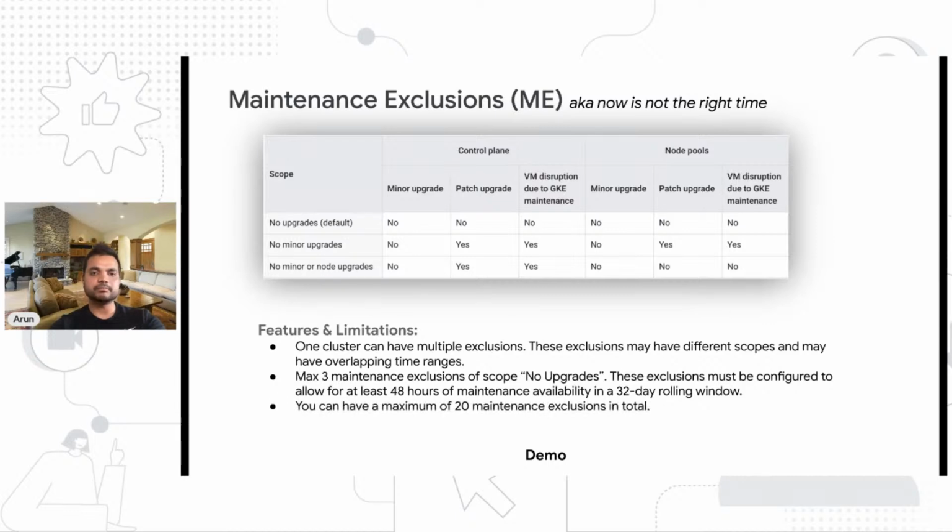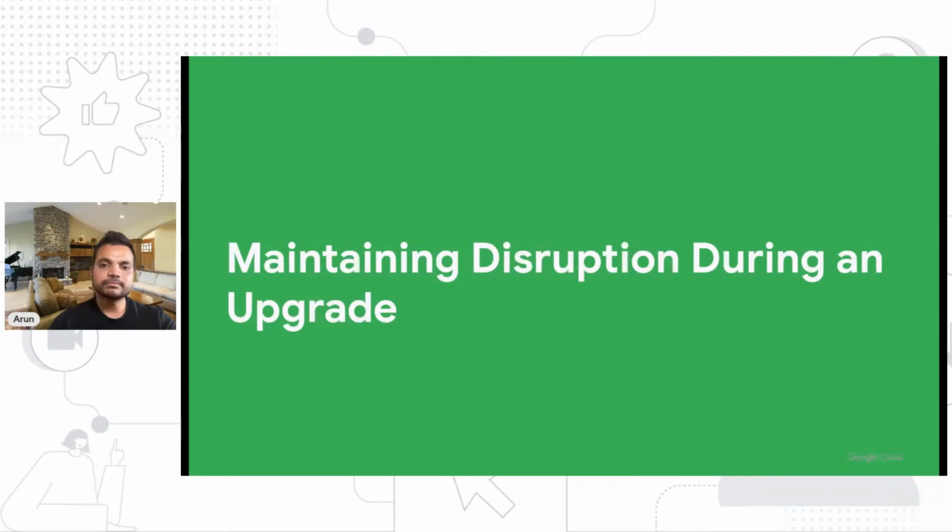You can have a maximum of 20 maintenance exclusions in total. So whichever combination, we cannot have more than 3 no upgrades. So let's say you have another 8 no minor upgrades and another 8 or 7 no node upgrades. So in short, 20 maintenance exclusions in total. So that was about maintenance exclusion. So let me try to show you how we can use it in our own clusters.